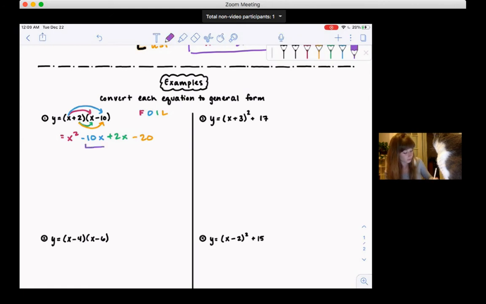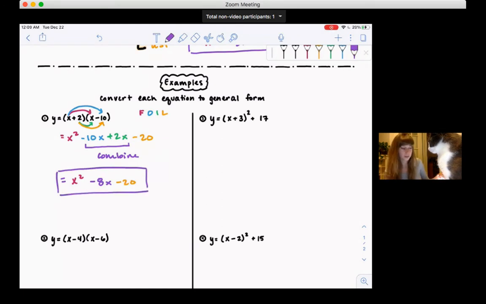So I can combine my two middle terms, the minus 10x and the plus 2x. And I end up with the x squared, minus 10x plus 2x gives me negative 8x, and then we have minus 20 at the end. All right, so now we're in general form. And since we're in general form, we can say what the y-intercept is. It's just this number right here, the number at the end. So in this case, the y-intercept would be negative 20.